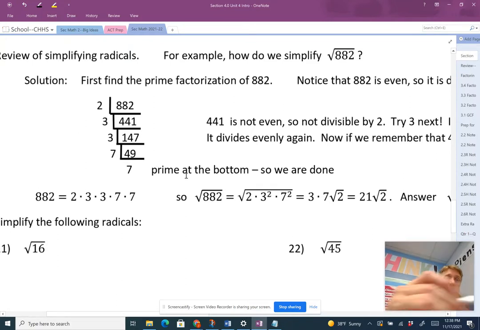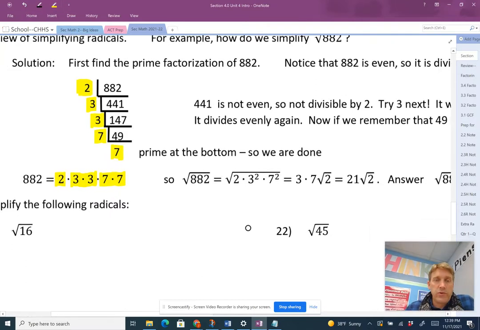So the prime factors of 882 are 2, 3, 3 again, 7, and 7 again. Or 2 times 3 times 3 and 7 times 7. If you multiply those all together, you'll get 882.